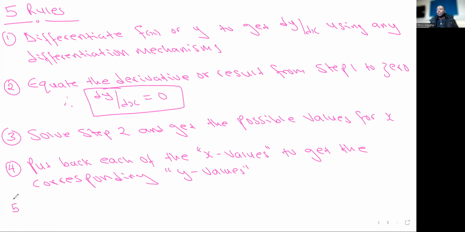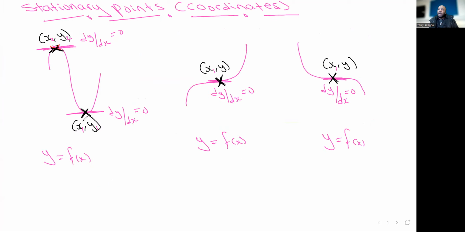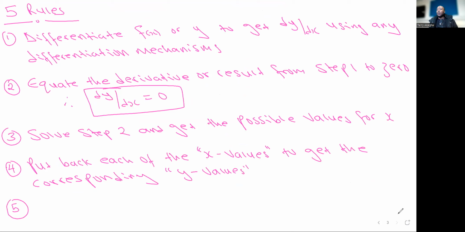All right. Then after you're done with that, number 5, because you've gotten x1 and y1, you have to write it in bracket form. The x will come before the y, so the stationary point has to be in a coordinate format: x1, y1 or x2, y2. In this curve, you have two stationary points, while in this one you only have one. So you can see, based on the curve, you can have one or more than one, depending on how the curve is.